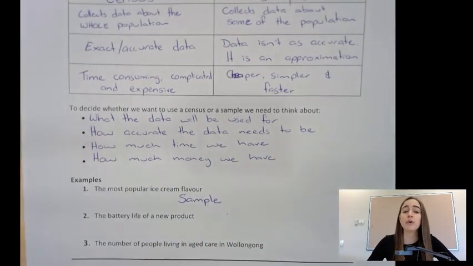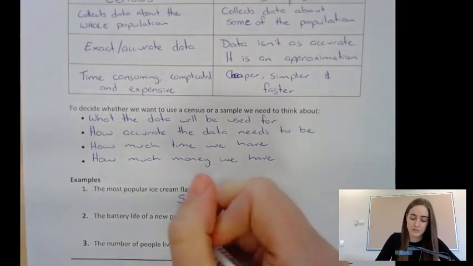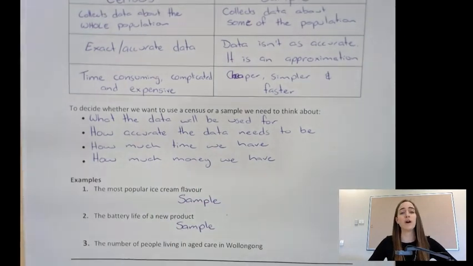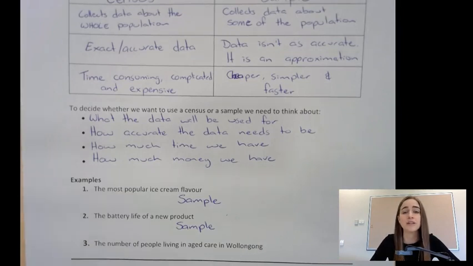Right, the battery life of a new product. So say we've got a new phone or a new appliance and we're trying to find out how long the battery is going to last. It's not really very practical to think about testing the battery life of every single battery that's made. So for this one, I'm going to say a sample. Now all the batteries are also made in the same way on the same machines. So if you test some of them, chances are that the rest are going to be fairly similar.